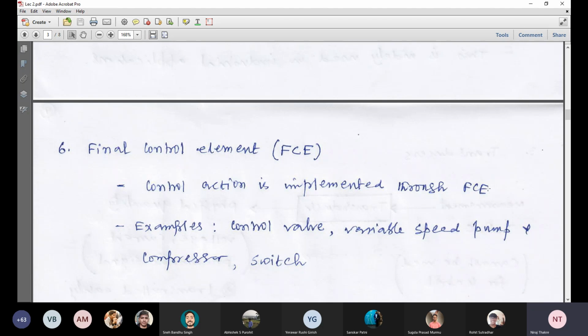And the last one is the switch. What do you think about the switch? I mean, switch is what type of controller? Any idea? Which switch falls under which type of controller? It's an on-off controller. There is no intermediate action, either off or on.